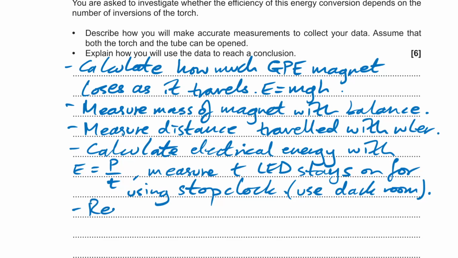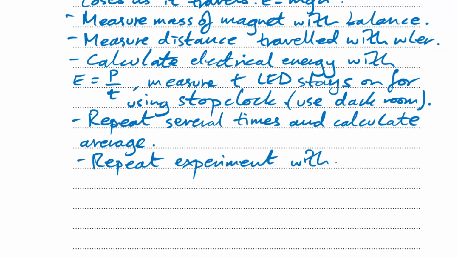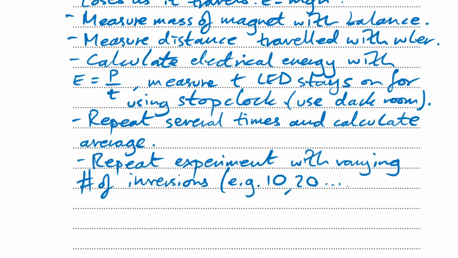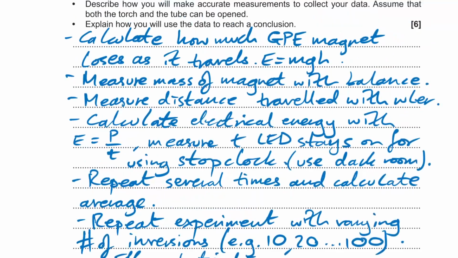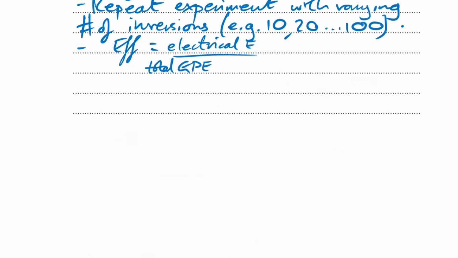Of course, we're going to repeat several times and calculate an average, and then we're going to repeat the experiment with a varying number of inversions, e.g. 10, 20, all the way up to, let's say, 100 times. And seeing that we're asked about efficiency, we know efficiency is going to be equal to the electrical energy out divided by the total GPE. Of course, we need to take our GPE and times that by the number of inversions in order to get the total amount of GPE. There we go, that'll about do it. Of course, we can times efficiency by 100 to turn it into a percentage.